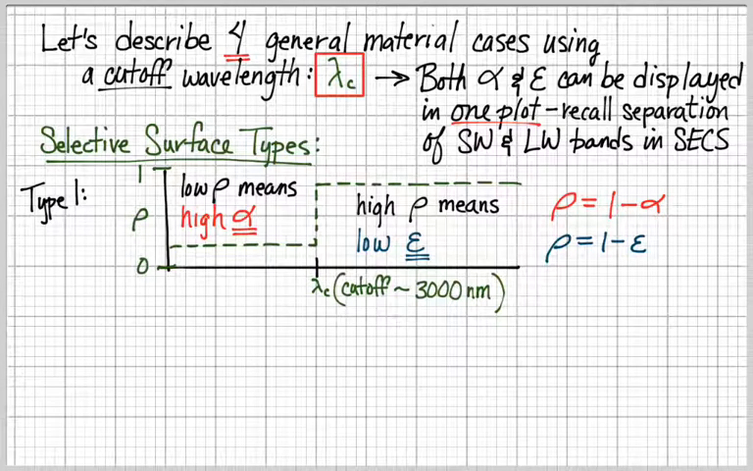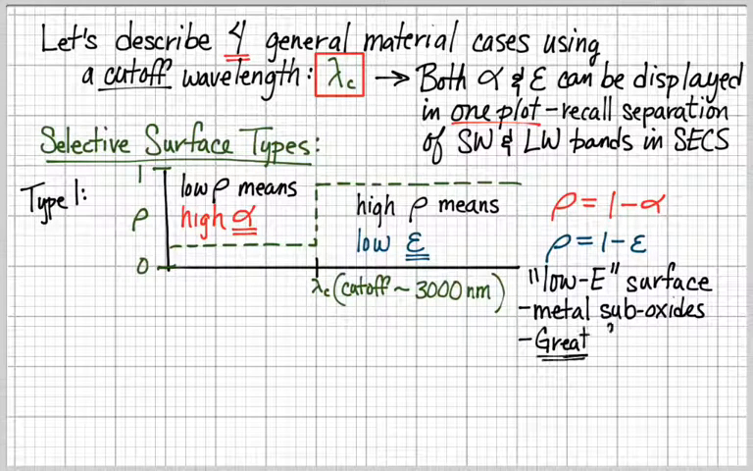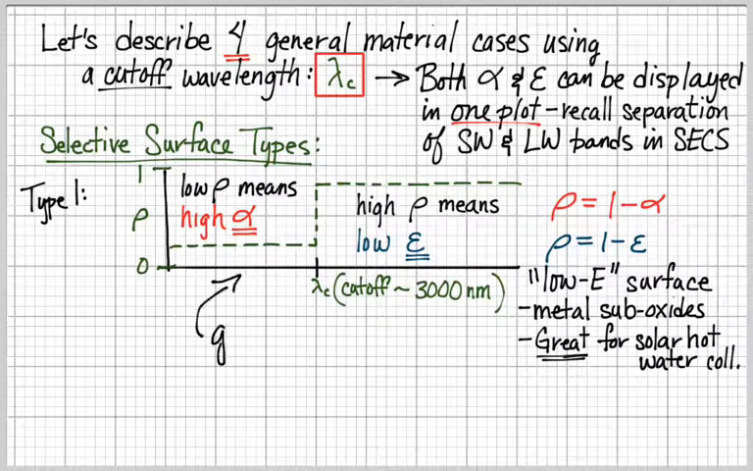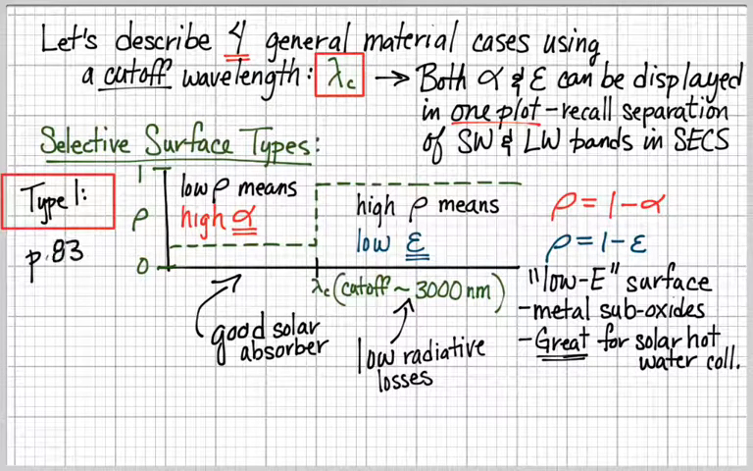When I have something that absorbs light very well in the shortwave but does not glow long wave radiation very well, what I'm actually describing is a low E surface, or a low epsilon surface, and that's characterized by real materials called metal suboxides, like chrome black or nickel black, conventional names for these. They're great for the thin films of solar hot water collectors. So we have a great solar absorber, and it doesn't lose energy through radiative long wave losses. That's a great way to capture energy and maintain it for solar collector systems. We'll find that description on page 83.